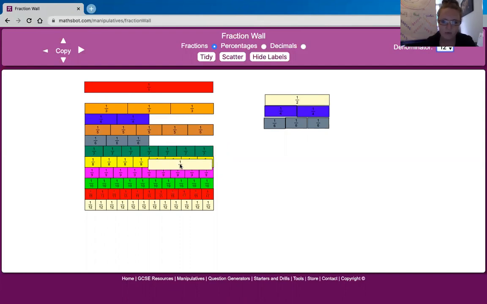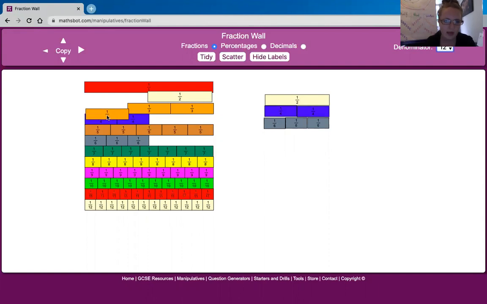9ths, 5/9 is just too much. 10ths, 5/10 is equivalent. 11ths, nope, too much. But 12ths, how many 12ths do you think is equivalent? What is half of 12? 6, let's check. 6 twelfths is equivalent to a half. So that's an example.